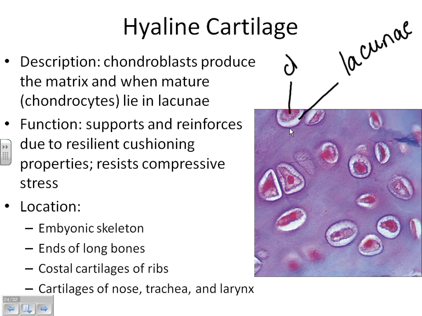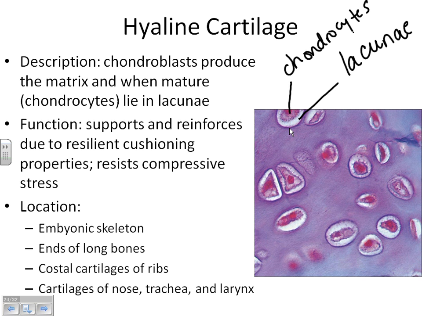Chondrocytes or chondroblasts. Good. Okay. Now the way I know this is hyaline cartilage is when I look at the matrix in the background, I can't see the fibers. There are some there. You just can't see them. So if all you see is kind of a solid colored background with eyeballs looking at you, it's hyaline cartilage.